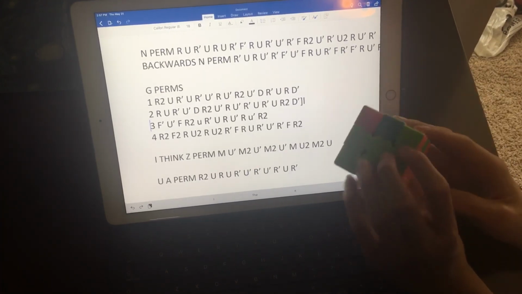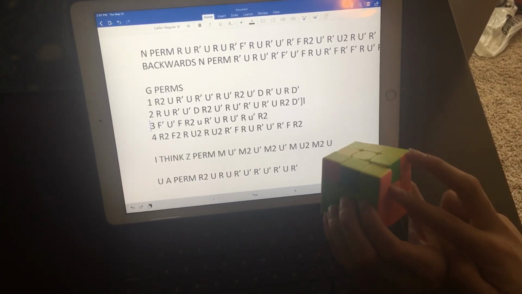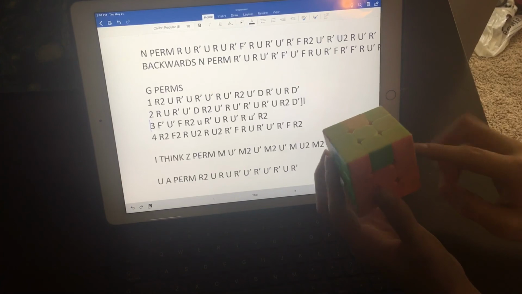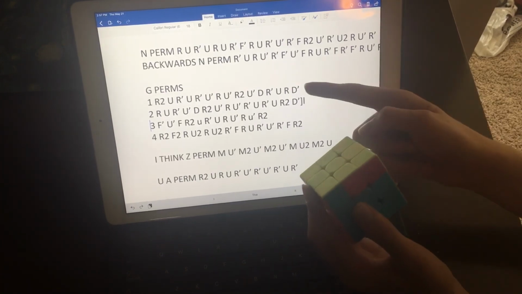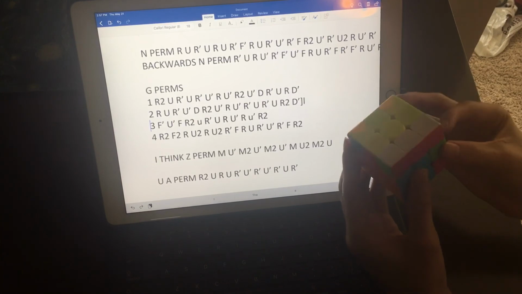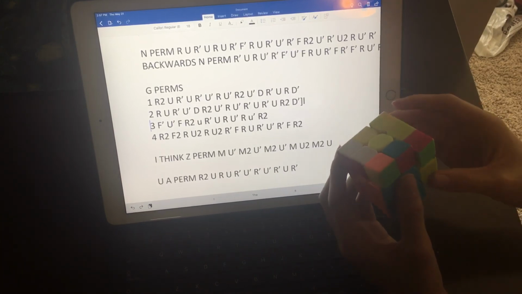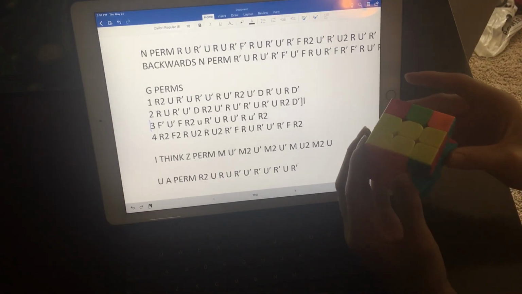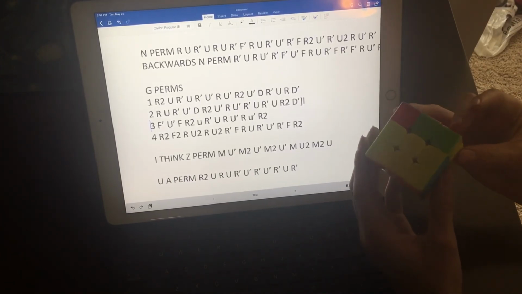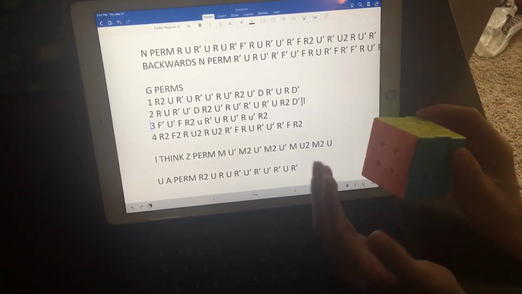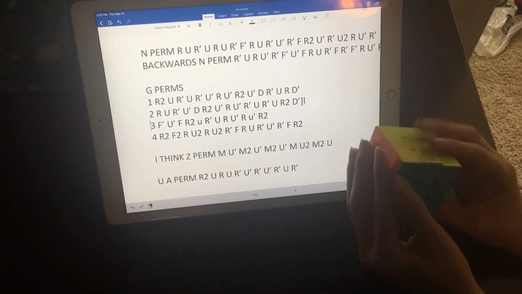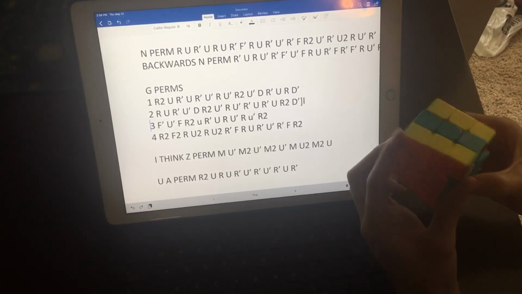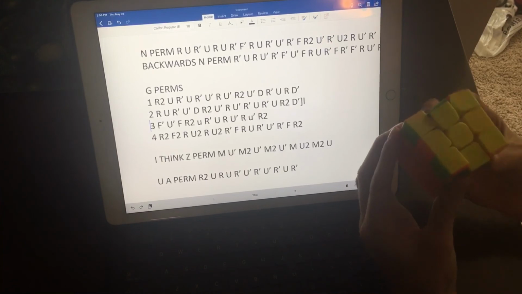Alright, so here is the first of the G perms. You have two dots and two here. Everything else is mixed. So these two will be on the right of it, just to the right. So you have these two dots face you, and you do this algorithm. R2, U, R prime, U, R prime, U prime, R, U prime, R2, U prime, D, R prime, U, R, D prime. So that one's not that hard to do, but they all look the same. So this next one does look fairly similar, but it's not.